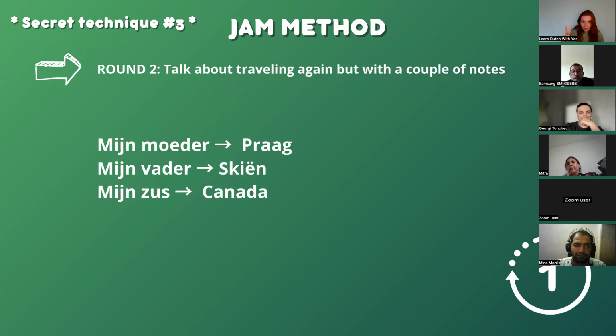For the second round, you're going to be allowed to make a couple of notes. So just for example, if I would be doing this exercise, I would be writing down mijn moeder, Praag, mijn vader, skiën, mijn zus, Canada. A couple of notes and the things that you translated so that you know it.